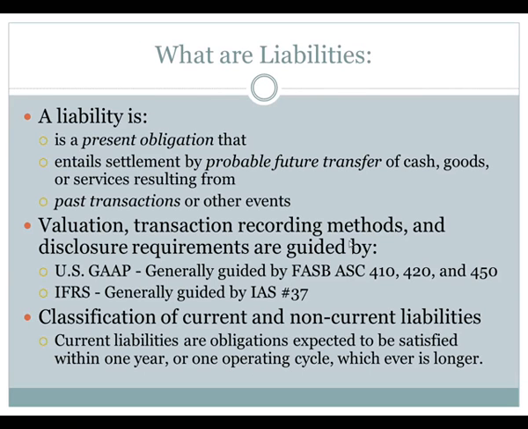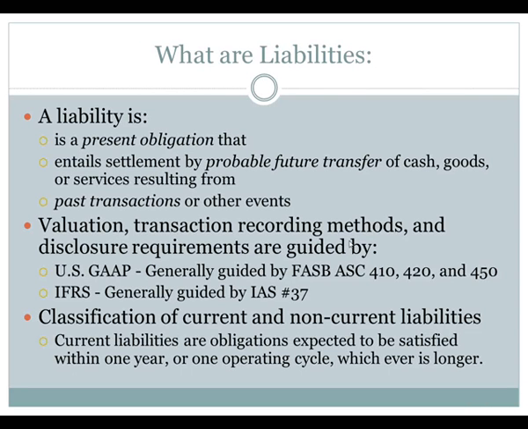The valuation of liability transactions is guided by FASB accounting standards 410, 420, and 450. That's for U.S. GAAP. International Financial Reporting Standards also has guidelines for accounting for liabilities, and that is in IAS number 37. We will be discussing those in a little bit more detail later on.